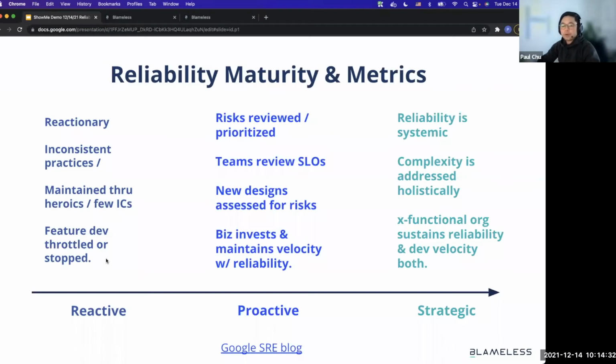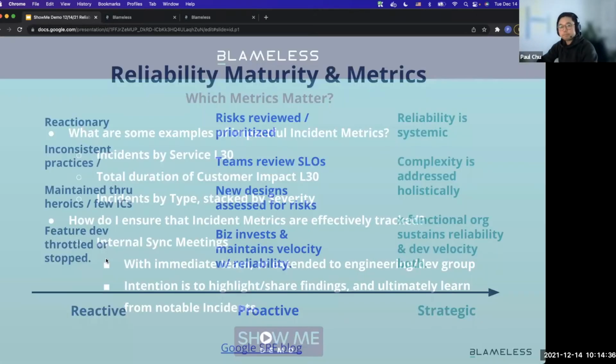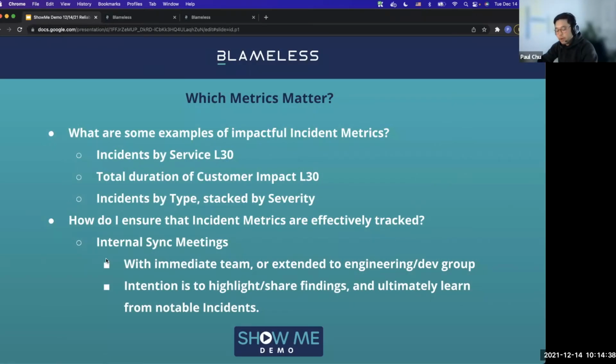That's certainly something that we want to help you get there step by step, and one of those steps being by tracking metrics. So which metrics matter? This is just a list of examples that I've seen from our customer base, and from what I've also gleaned from conversations I've had with prospects and different experts within our customers. But what are some examples of impactful incident metrics?